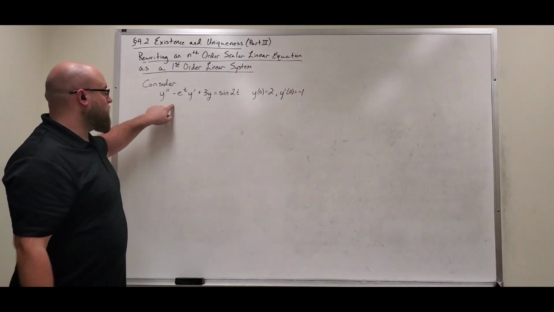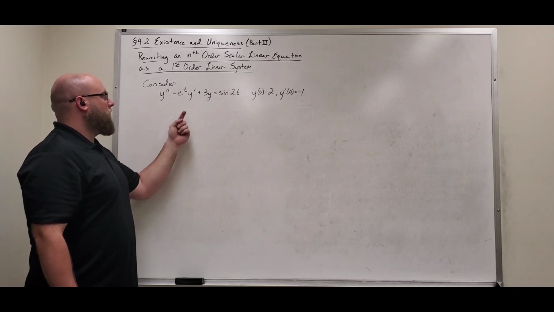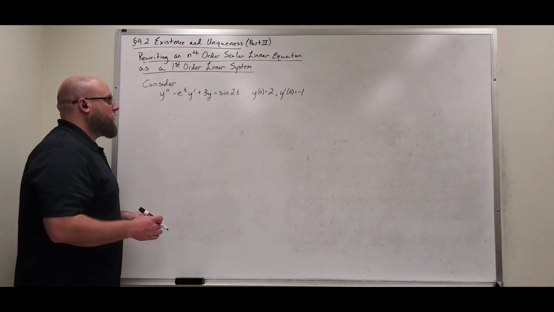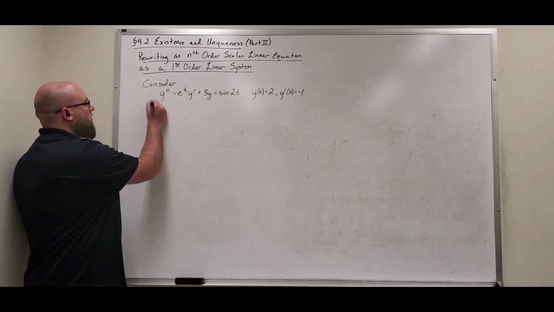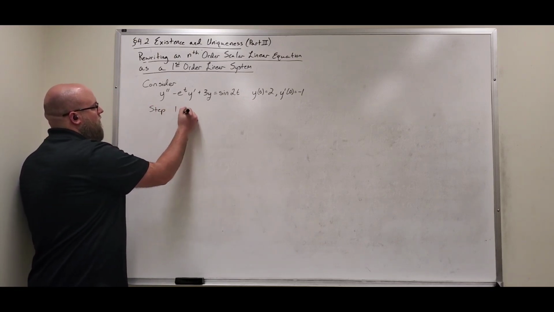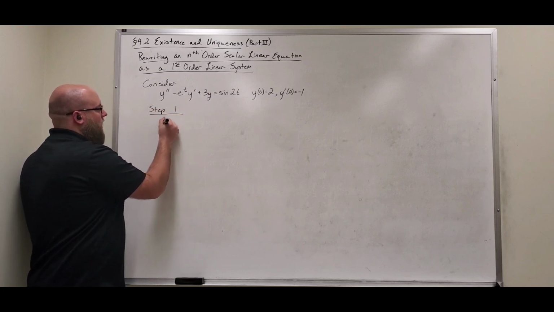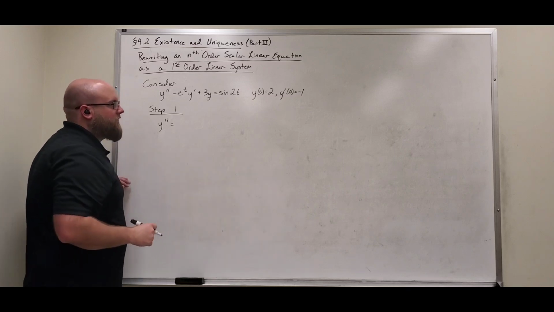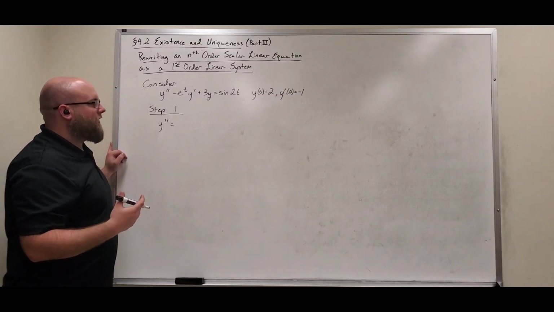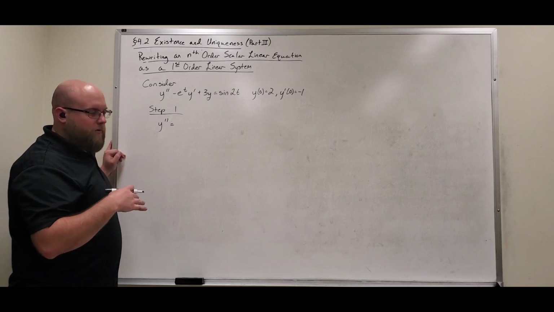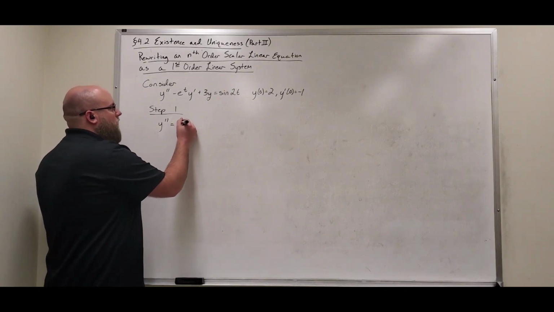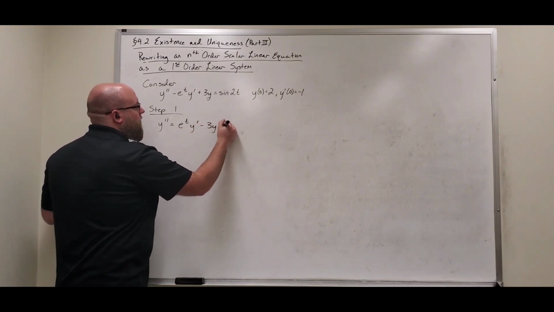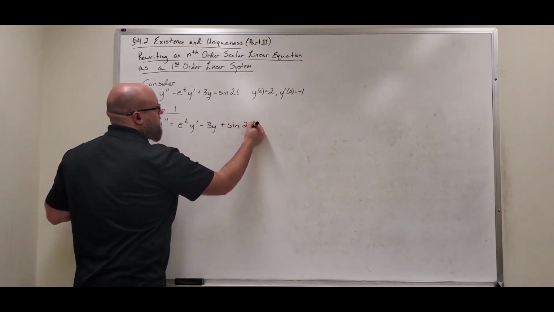So this is y double prime minus e to the t, y prime plus 3y is equal to sine of 2t. So the very first thing that we're going to do is rewrite this. So step 1 is do a rewrite as y double prime is equal to. So that's easy. So move everything over to the right-hand side. So notice this starts looking like those setups that we had in the previous lecture. All right. So we're going to get e to the t y prime minus 3y plus sine of 2t. So that's the very first step.